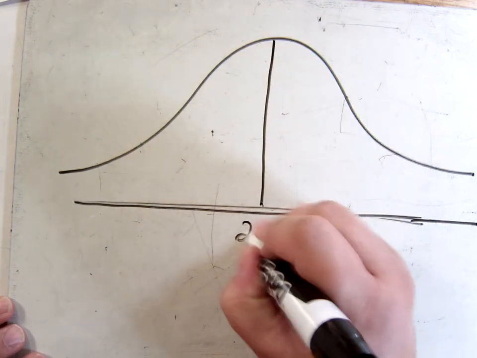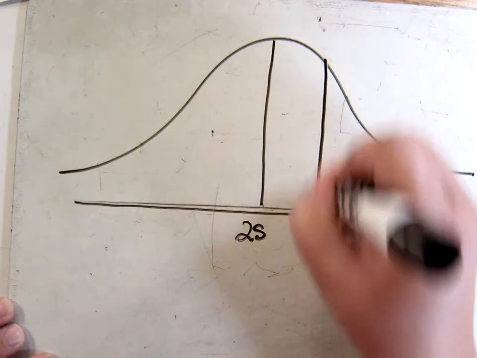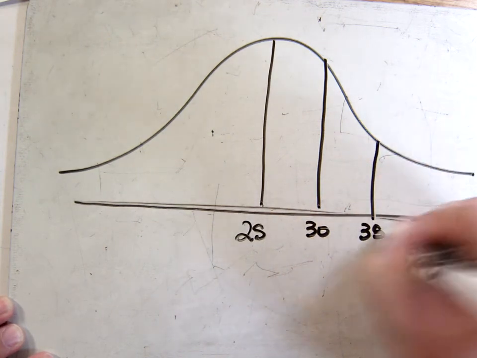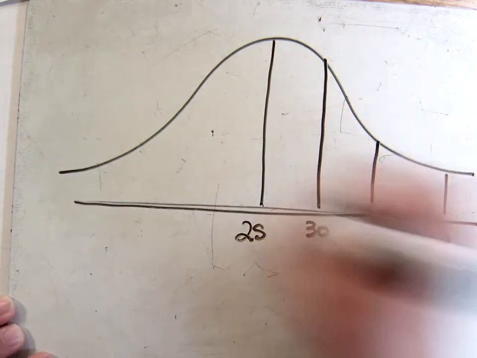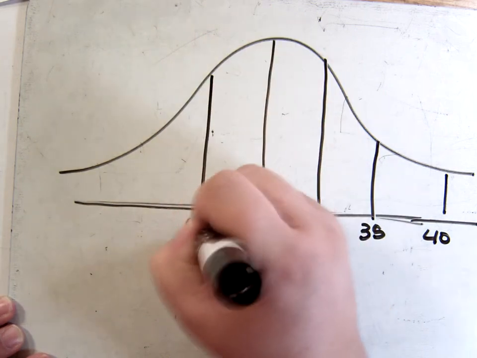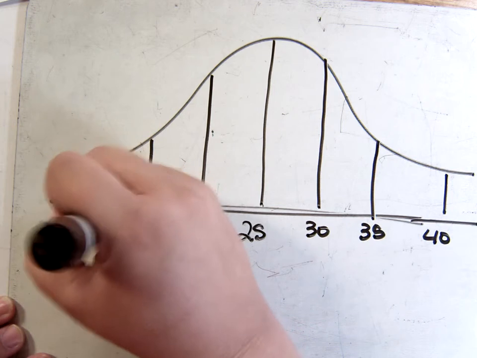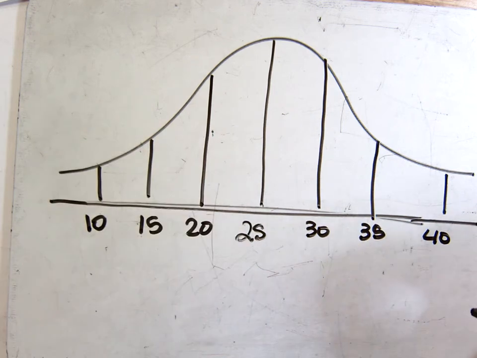The mean is 25, standard deviation is 5, so this is 30, 35, 40, 20, 15, 10. Okay, what is the probability that a randomly selected book club member has read between 10 and 35 books?